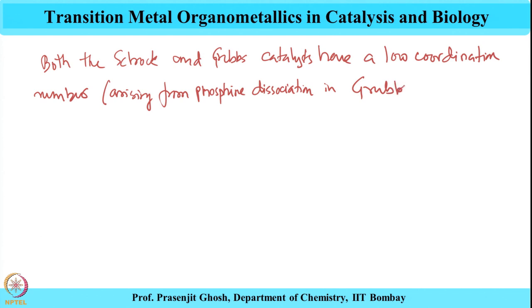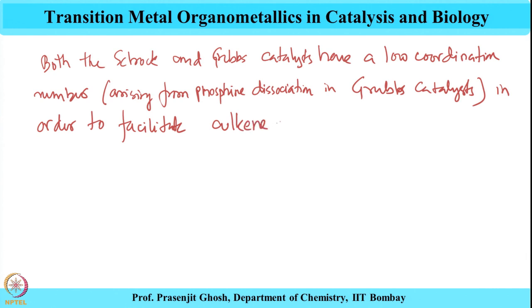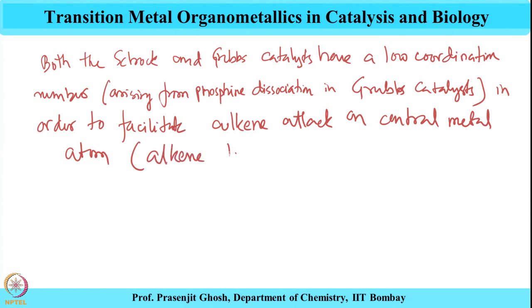In Grubbs catalyst, low coordination number is very important in order to facilitate alkene attack on the central metal atom, or this is called alkene binding. So, the point to note is that this low coordination number is very important for alkene binding, and that has been achieved by phosphine dissociation in the presence of Grubbs catalyst.